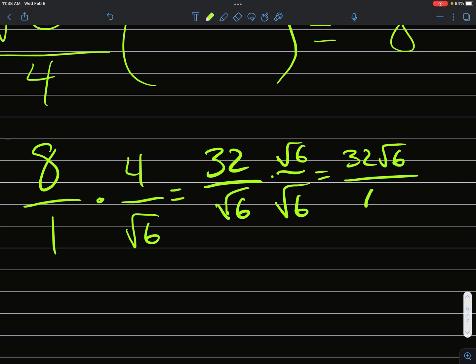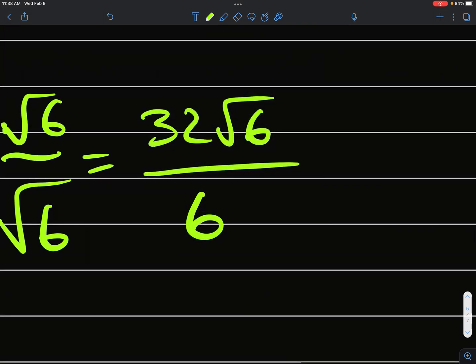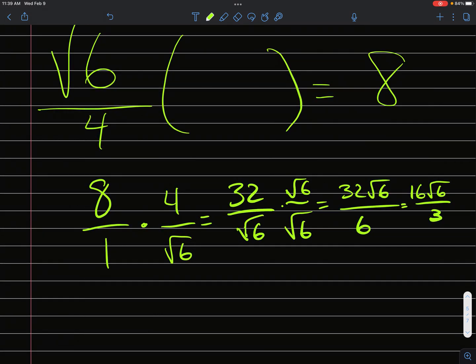Whoa. They don't go into each other too nice, but you could still divide by 2. So we divide top and bottom by 2. We get 16 radical 6 over 3. That's it. That's the answer. I know it's not what you want, but sometimes that's the way the cookie crumbles.